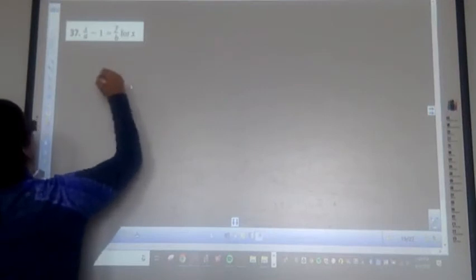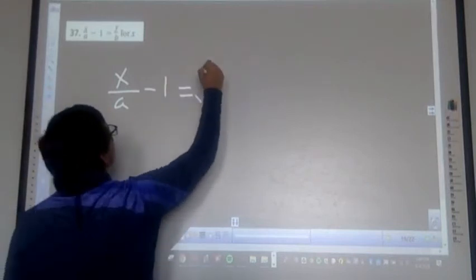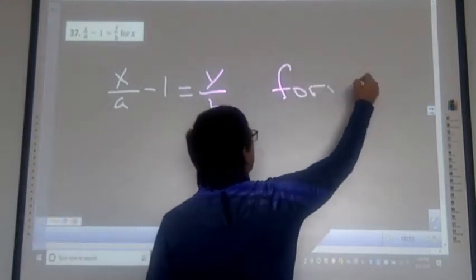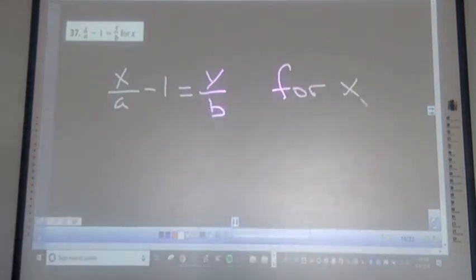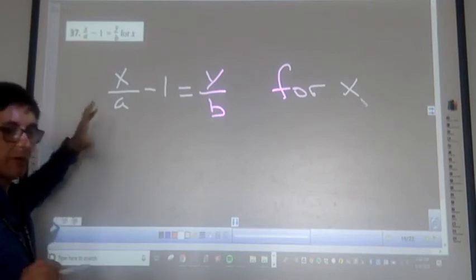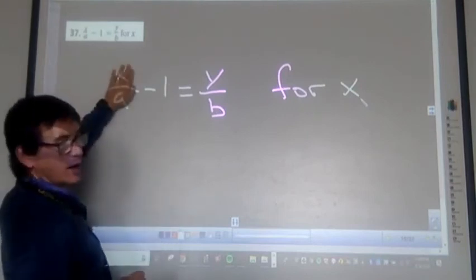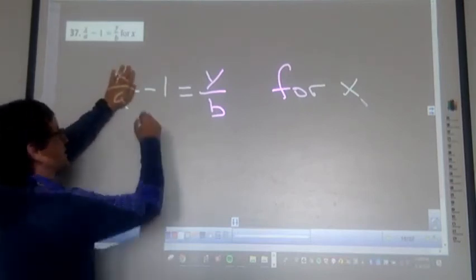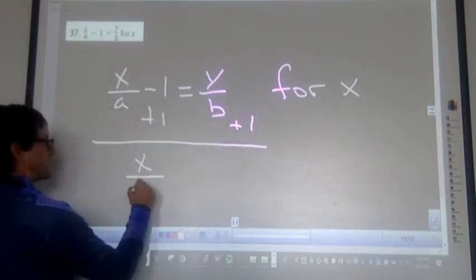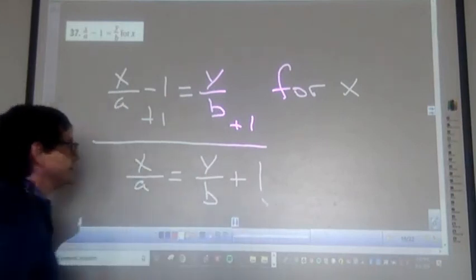Oh, nice. All right, so we got x over a minus 1 equals y over b, and we're solving for x. Okay, so x is in the numerator. That makes it, in general, easier if it's in the numerator. Denominator's a pain in the neck. So I'm covering up that x thing. I'm going to get rid of the thing next to it by adding 1 to both sides. So I get x over a equals y over b plus 1.